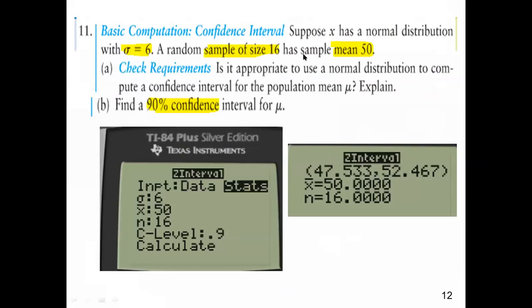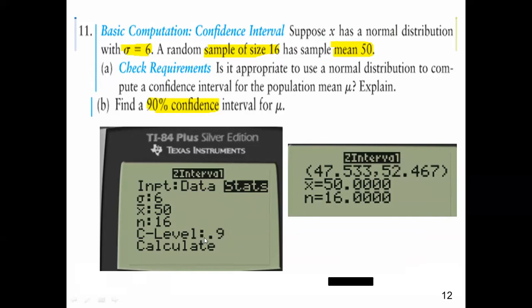Now we move on to finding the whole confidence interval. And I've just highlighted the important information. There's my sigma. There's my n size. My n is 16. My mean is 50. I'm looking for a 90% confidence interval. I'm still working with stats. Stats means he's giving me sigma. He's giving me the mean. He's giving me the n. That's stats. Sigma is 6. There's my X bar, 50. There's my n value, 16.